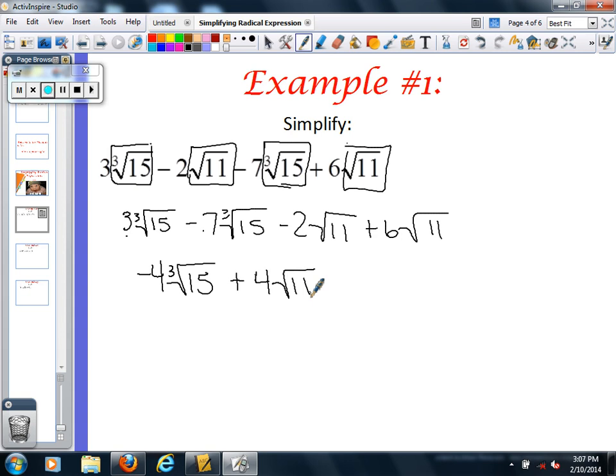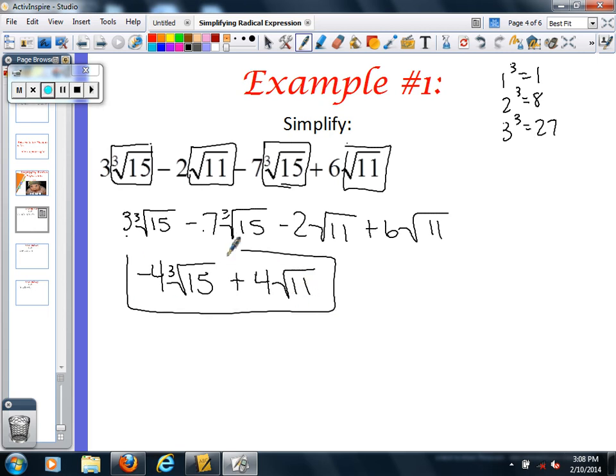Okay? And now for cube roots, you want to see, are there any cubes that I can pull out of 15? So you'd have 1 to the third is 1, 2 to the third is 8, 3 to the third is 27. So none of those are going to come out of 15, so that doesn't do me any good. And then 11, obviously there's no square roots that come out of 11, so then this would be your answer.